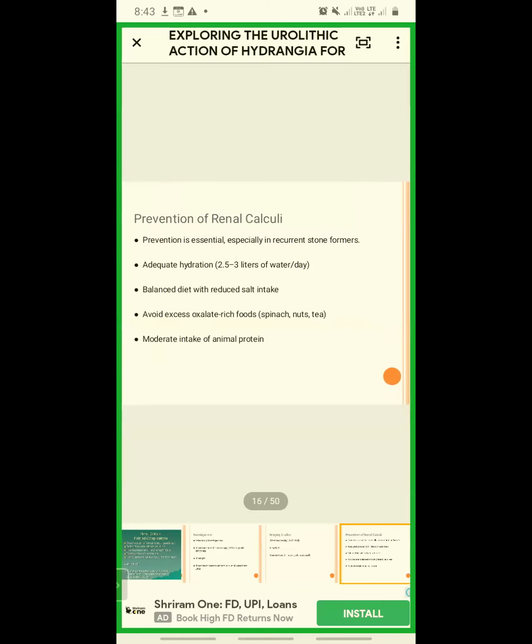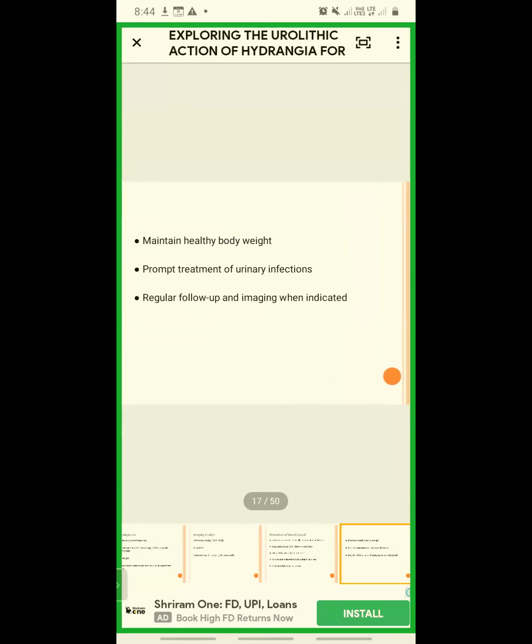Then prevention. So how can we prevent such renal stones? Prevention is essential. First one is drinking an adequate amount of water, about 2.5 to 3 liters. Have a balanced diet and avoid excessive oxalate, such as tea and spinach. Also, void the urine in a timely manner, and do regular follow-up.